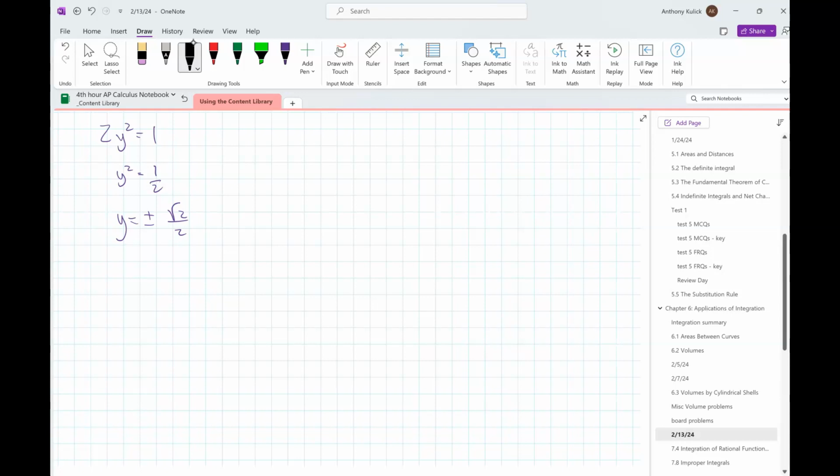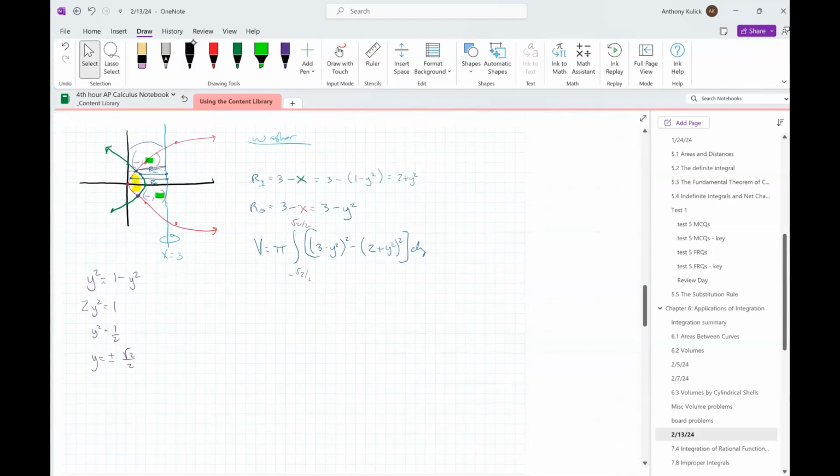Braden, does that feel okay? And again, I didn't solve anything. We just kind of did the setup. Yeah, I just struggled with finding the values and then finding out the 3 minus x part.